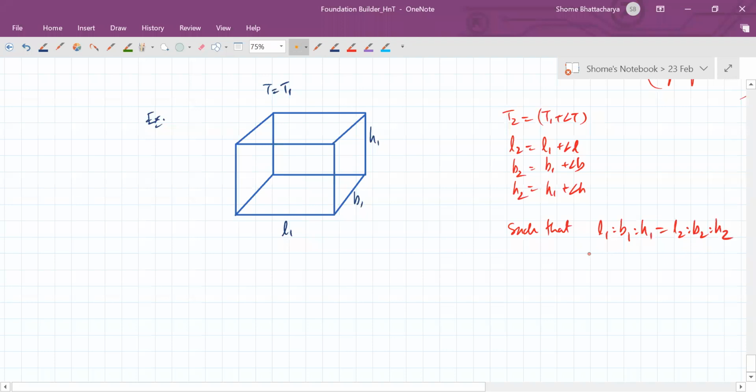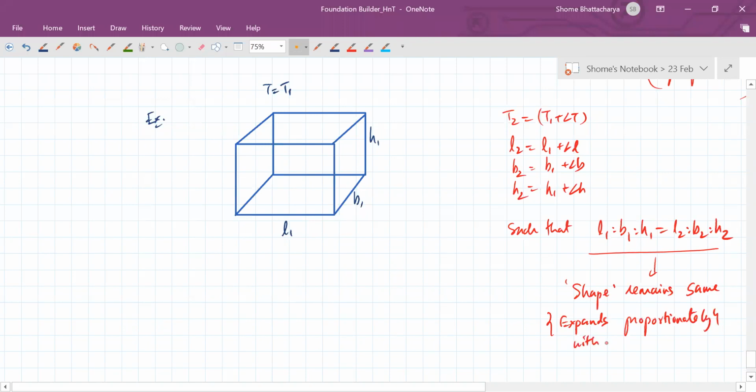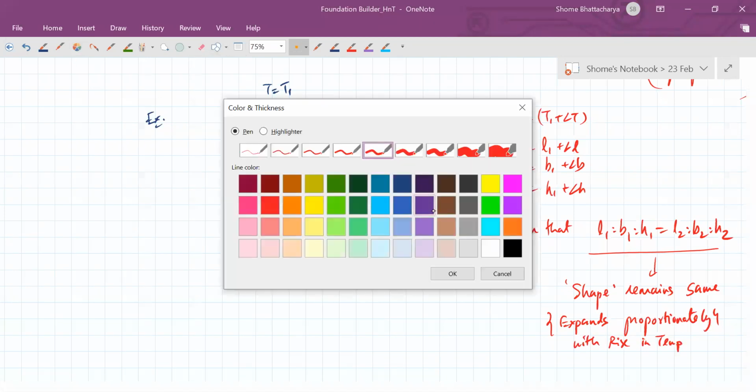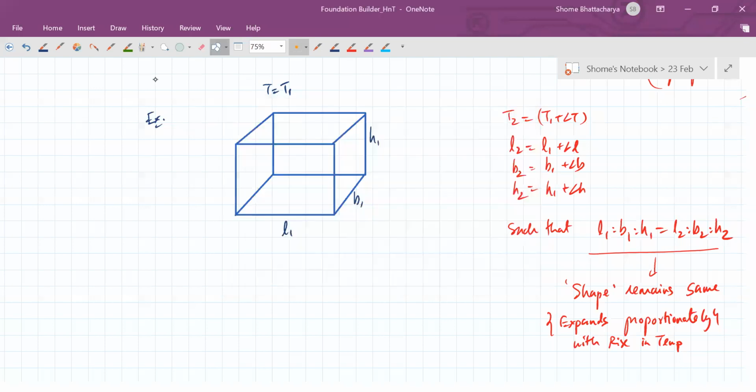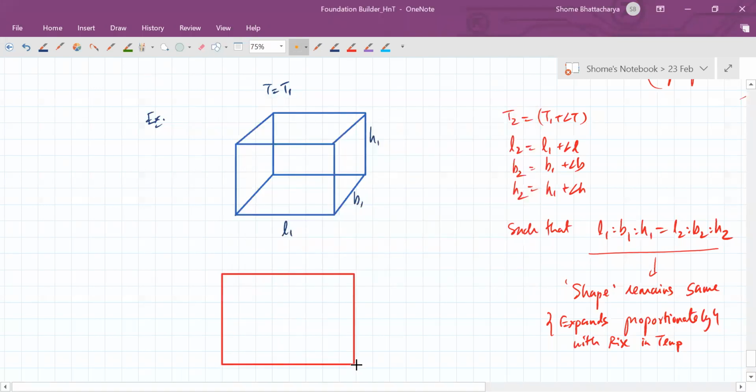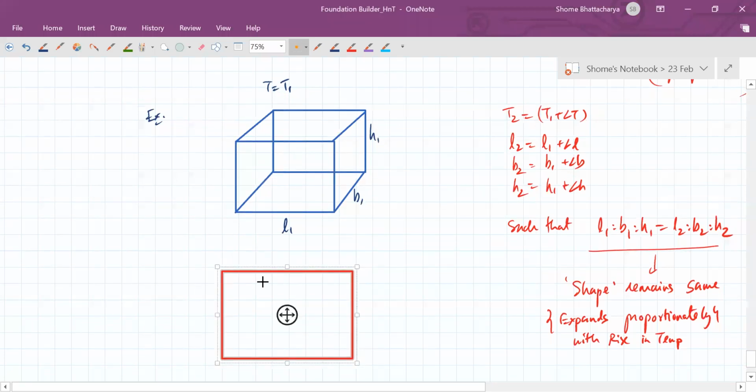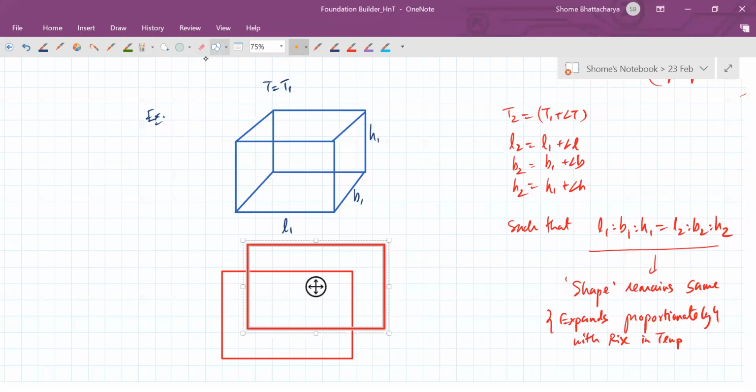This is what we mean by saying that the shape remains the same, or the body expands proportionately with rise in temperature. So yes, the size does increase, but the proportions remain the same. So this is something you can say is observed. It's part of the properties of matter which is observed, that thermal expansion happens in this way.